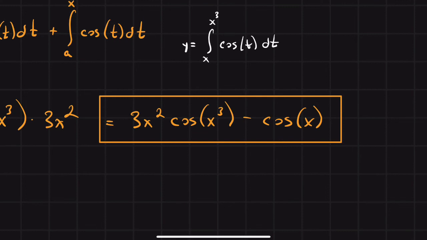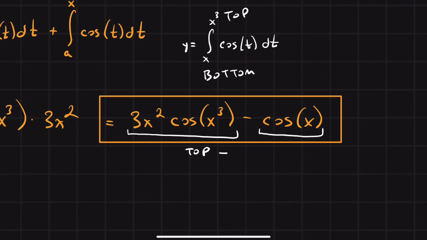Going back to the original problem, the top boundary of the integral was x cubed. The lower boundary of the integral was x. Well, notice that the first part of our answer, 3x squared cosine of x cubed, is what you would get just by plugging the top boundary in for the cosine and then doing the chain rule. We would then subtract and do the same thing for the bottom boundary. Just plug the bottom boundary in for the cosine. So really all we're doing is using the second FTC for the top boundary, subtracting, and then using the second FTC for the bottom boundary.